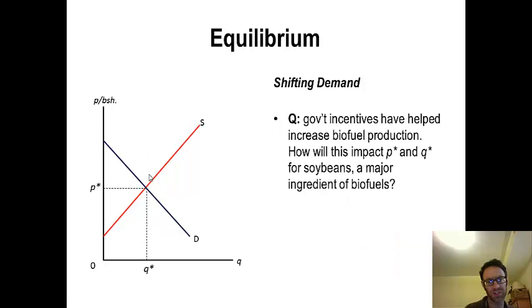Now, we can also look at what happens when the demand curve increases. So we could talk about the market for, let's say, soybeans. Along the y-axis, we're measuring the price of soybeans, so price per bushel, and the quantity is now bushels of soybeans, maybe bought and sold in the United States in a given calendar year, for instance.